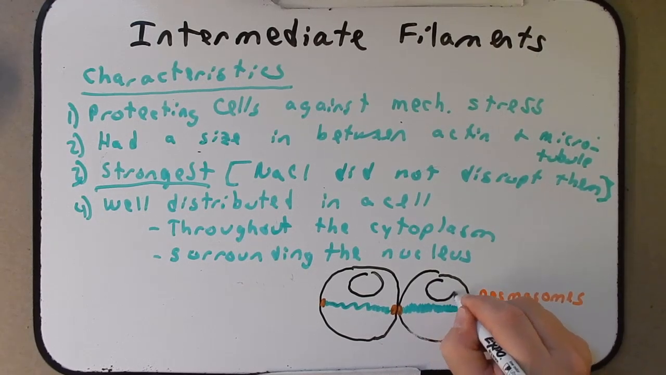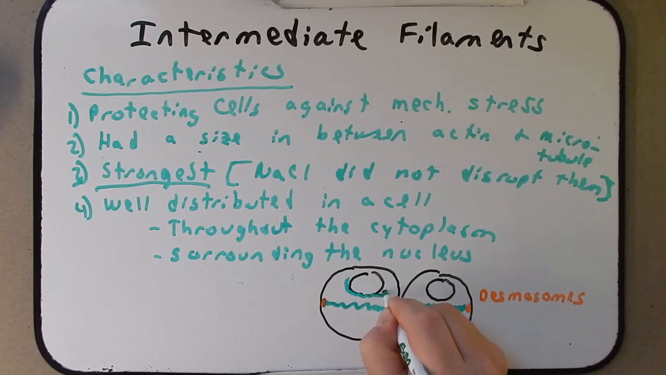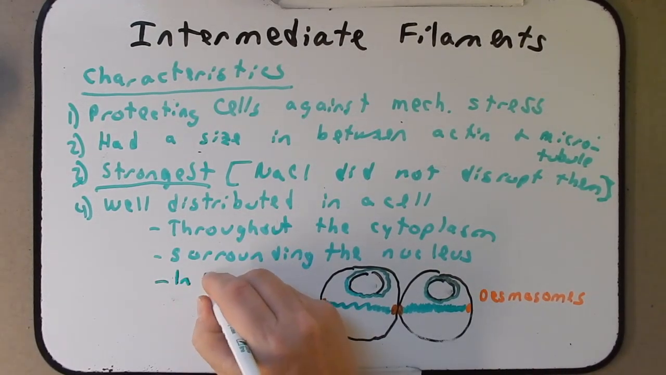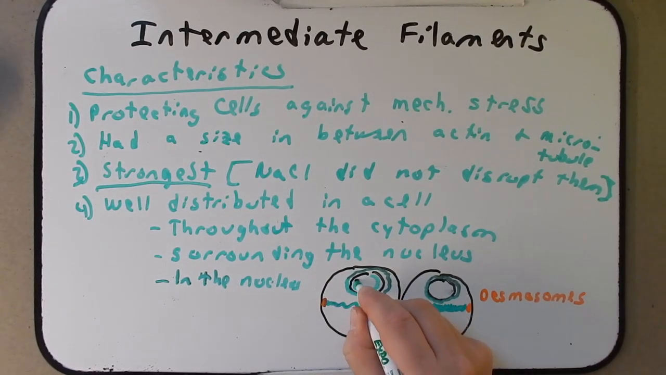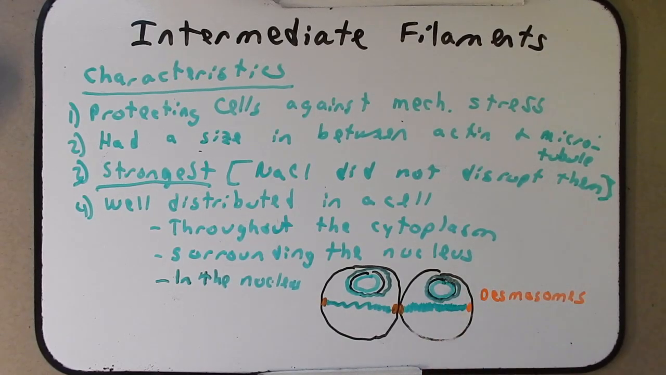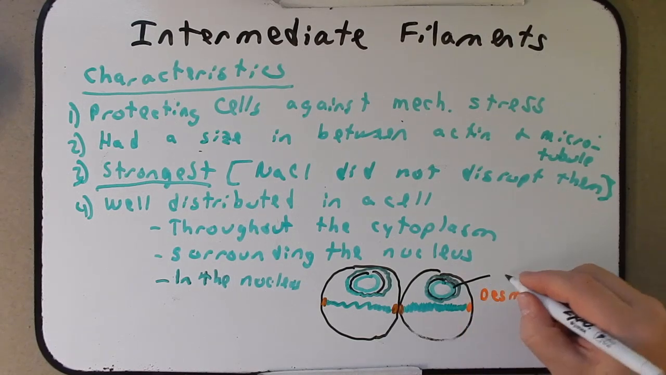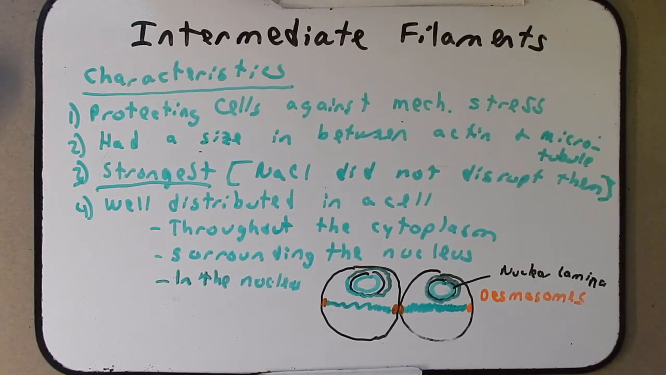Let me also draw the nucleus here, because if you remember above I said that they will often find themselves surrounding the nucleus. They are also found in the nucleus. And in the nucleus, they are usually found on the very inside of the nucleus, where they form, and we'll talk about this in a little bit, this structure called the nuclear lamina. And we'll come back to that in a little bit. As you can see, the intermediate filaments have a very wide distribution throughout the cell, more so than we will see with microtubules or actin filaments.